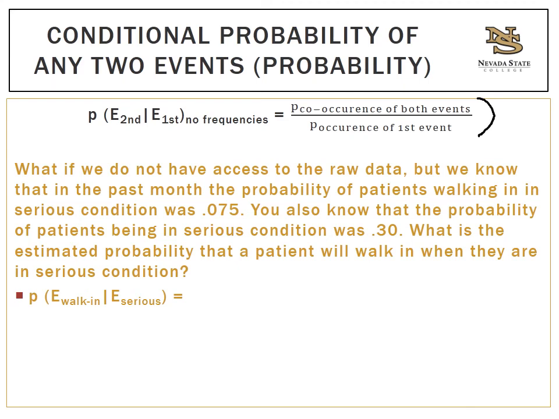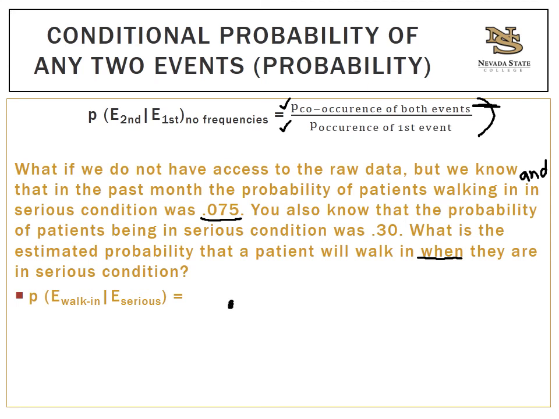You just have to figure out which one is for the co-occurrence and which one is for the occurrence of the first event. So we want to know the probability that someone will walk in when they're in serious condition. Or if someone's in serious condition, what's the probability that they will walk in? So you don't only see the when there, but it's implied, depending on how you state it. So we know that the probability of patients walking in serious condition was 0.075. Another way to say that would be walking in and in serious condition. So that's going to be our co-occurrence, both these events happening at the same time.